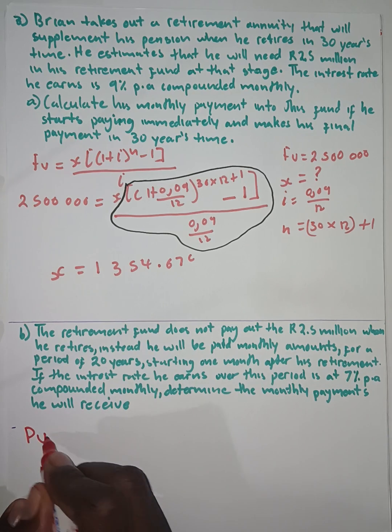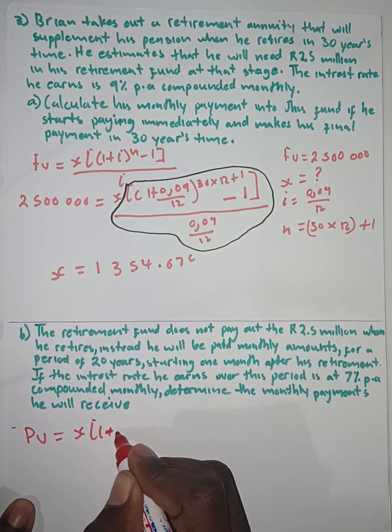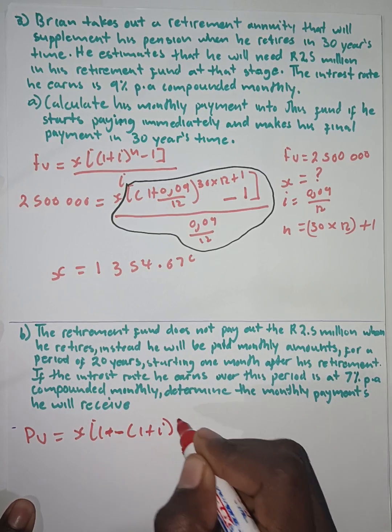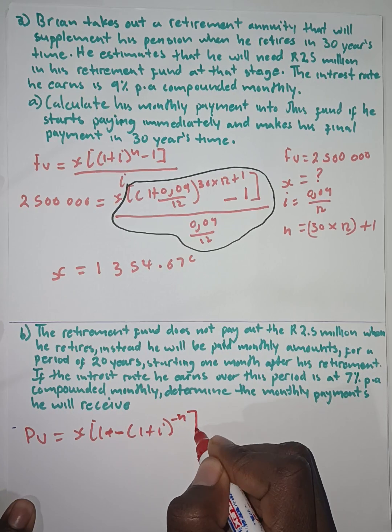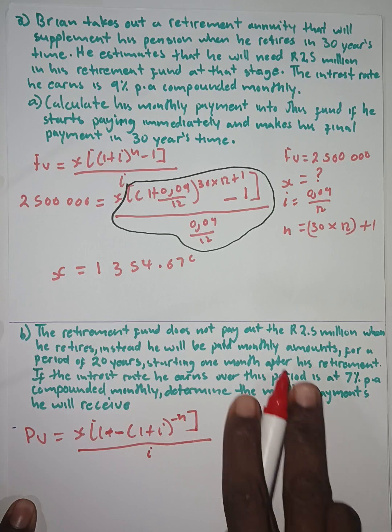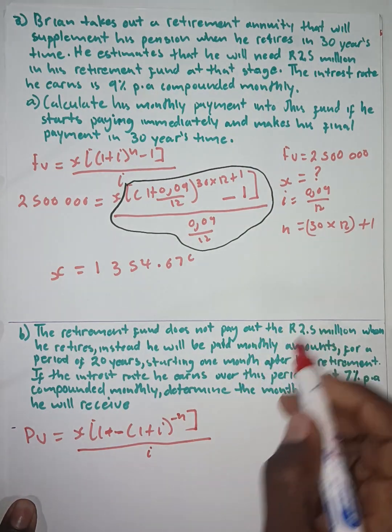Remember we said that PV is equal to x times (1 minus (1 plus i) to the power negative n), and we divide all of that by i. Again, we know the amount that we have right now, so this would be the present value annuity.